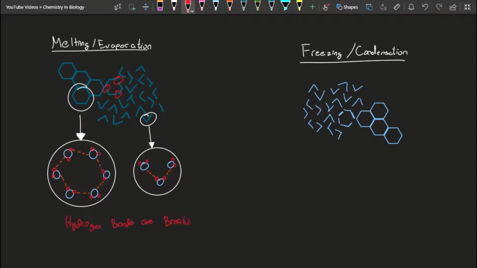On the other hand, hydrogen bonds form when heat is released from water. This results in the surrounding surface becoming warmer since heat is released. Energy or heat is usually released when water is freezing or condensing, as shown here. So as you can see in this diagram, hydrogen bonds are forming when the water is undergoing condensation or freezing.